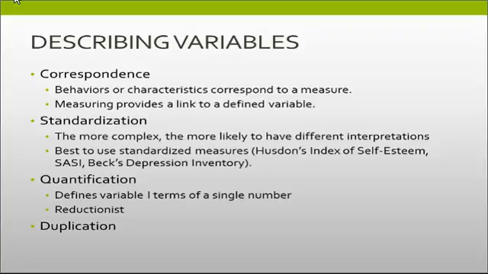Quantification. Defining the level of variables in terms of a single number or score. Reducing a complex variable to a single number can create issues with capturing the variable accurately, such as self-esteem. However, we can combine several variable scores into one overall score to accurately measure complex variables like self-esteem. Duplication. In our profession, we rarely replicate a research study, but we can duplicate them to confirm a researcher's results by doing the same thing later on.